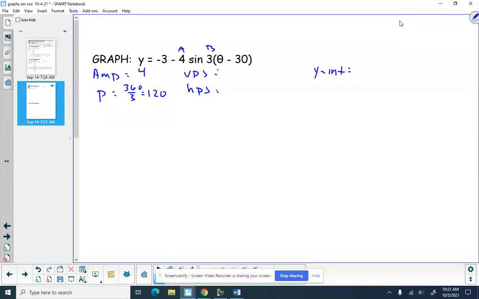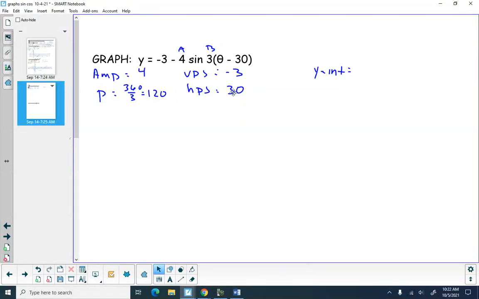Vertical and horizontal phase shift, Odessa, what do you have? What is the value that's being subtracted from theta here for your horizontal phase shift? 30 is being subtracted. So your horizontal phase shift should be a value of 30.